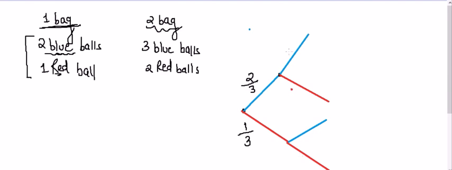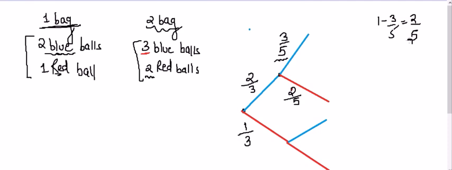Now let me see the probability of selecting a blue ball from the second bag. There are three blue balls, and I'm selecting out of 5 total balls. So 3 over 5 is my probability of selecting a blue ball. From here, I have 2 red balls and I'm selecting out of 5. Or there is another way, because we all know that the sum of the probabilities is always 1. So if you have calculated 3 over 5, then the second will be 1 minus 3 over 5, that is 2 over 5. You can do this question in either way.